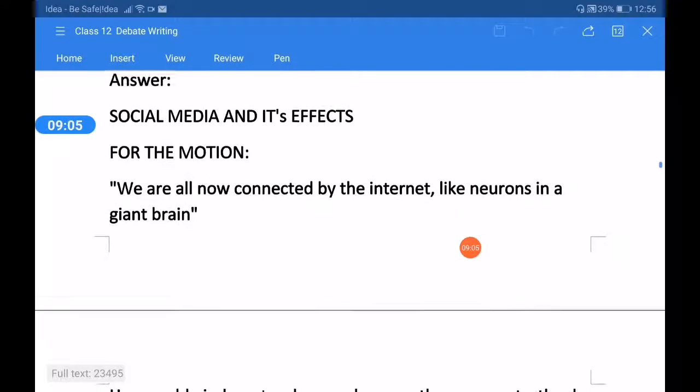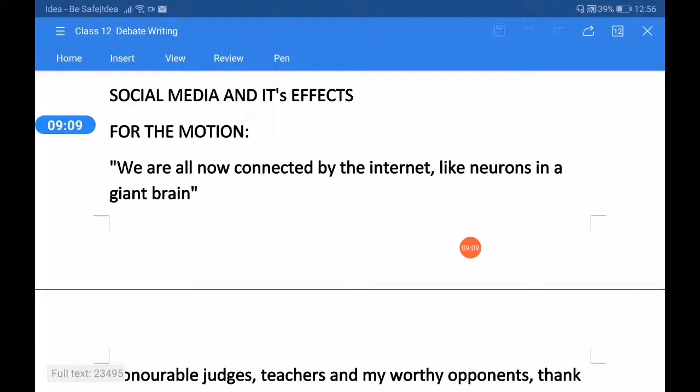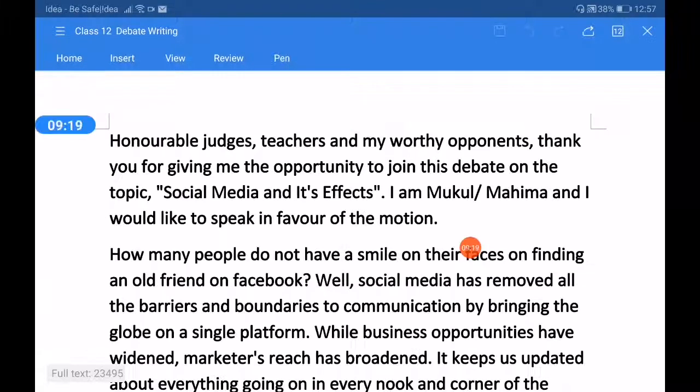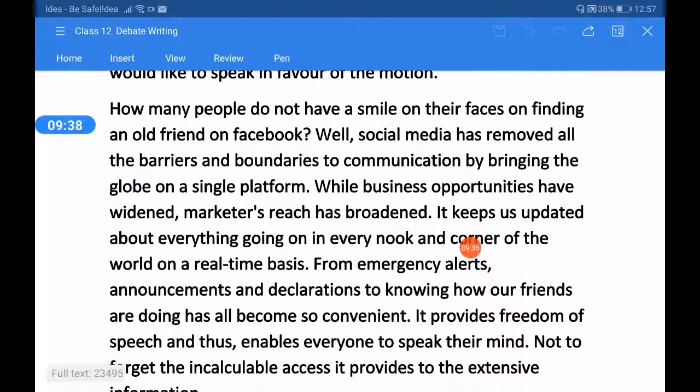Answer for the motion. So we are all now connected by the internet like neurons in a giant brain. Honorable judges, teachers, and my worthy opponents, thank you for giving me the opportunity to join this debate on the topic social media and its impacts. I'm Mukul or Mahima, and I would like to speak in favor of the motion. How many people do not have a smile on their faces on finding an old friend on Facebook? Well, social media has removed all the barriers and boundaries to communication by bringing the globe on a single platform.